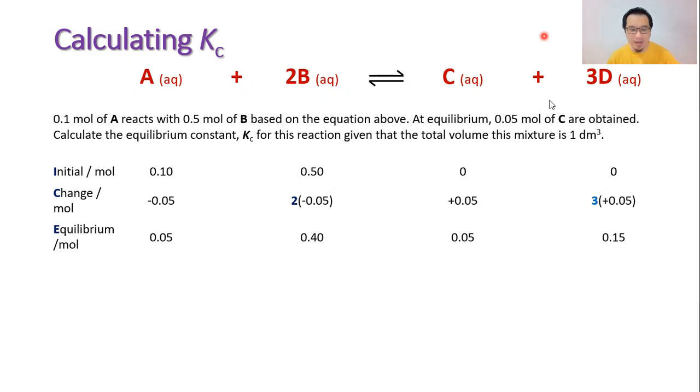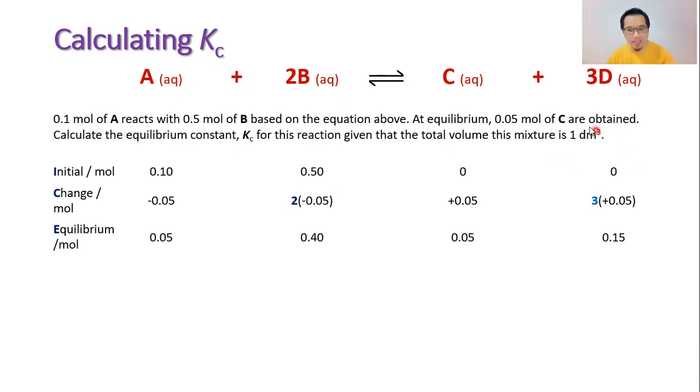Today we're going to be learning how to calculate the Kc value when concentration is obtainable from the question. You can see the reaction we're looking at is A plus B gives C and D. Of course, this is just an example using letters. The question gives us the number of moles of the reactants A and B. It also gives us the equilibrium number of moles of C. Based on this information, we are required to calculate the equilibrium constant, Kc, for this reaction.